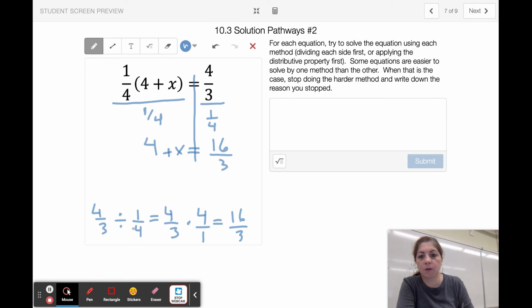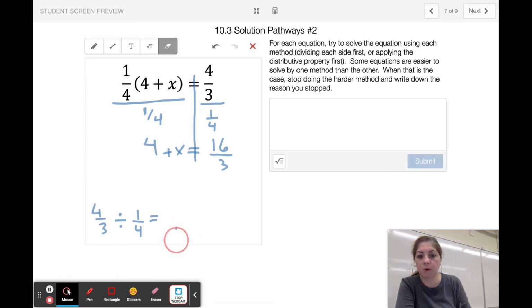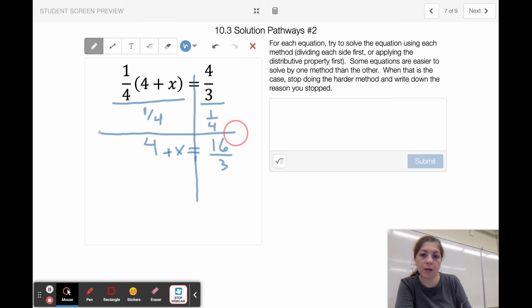Okay, I'm going to go ahead and erase the division so I can use the space for the rest of my problem. Okay, so continue. Now we want to get rid of the 4, so we have to subtract 4 on both sides, -4 and -4 on this side. Now we have to know how to subtract fractions because we have 16/3 minus 4 or 4/1.